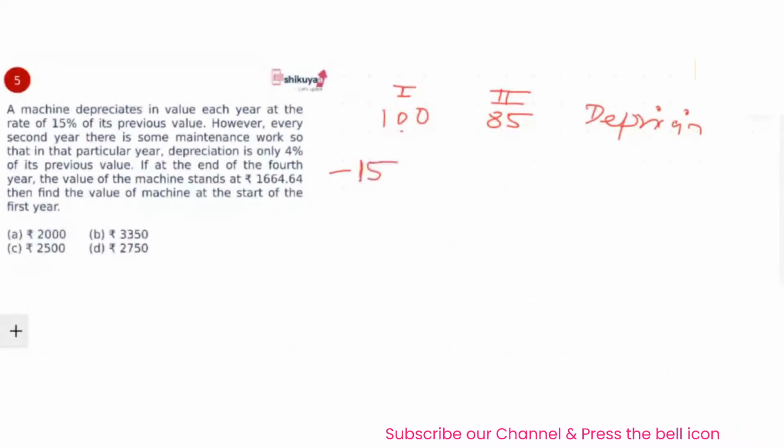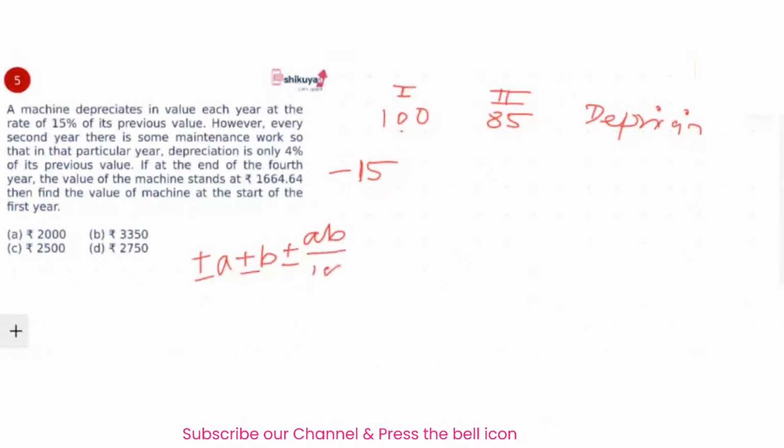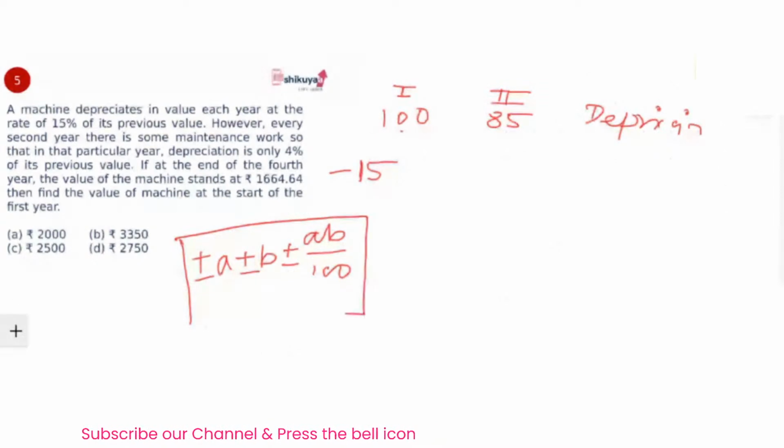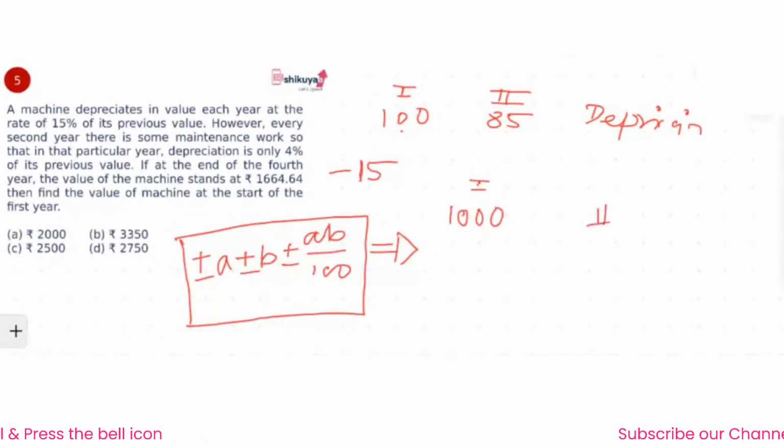So there is a very useful formula. You have to remember it: plus or minus A plus or minus B plus or minus AB upon 100. Everybody has to understand this particular formula. Let me just explain this. If my initial salary is 1000 for the first year, and for the second year my salary was increased by 10%.